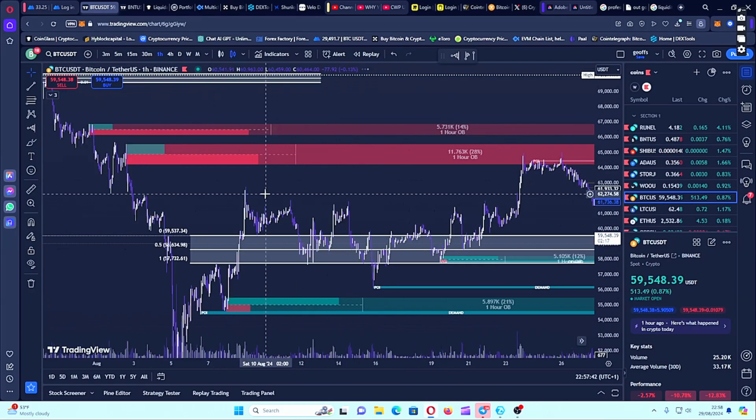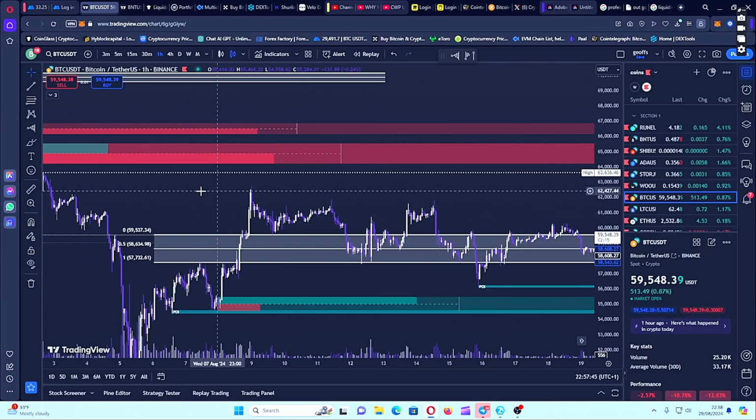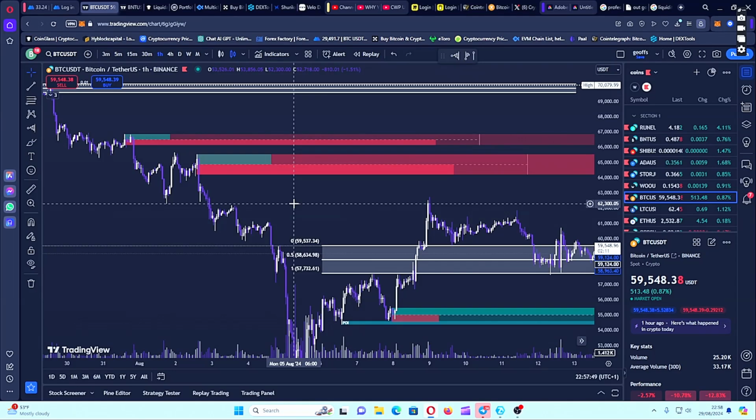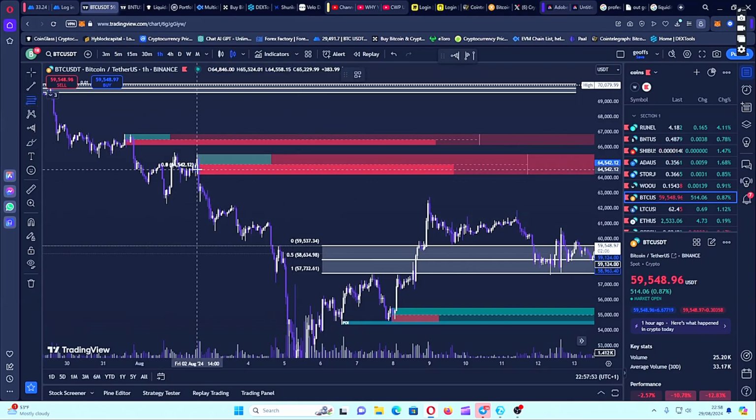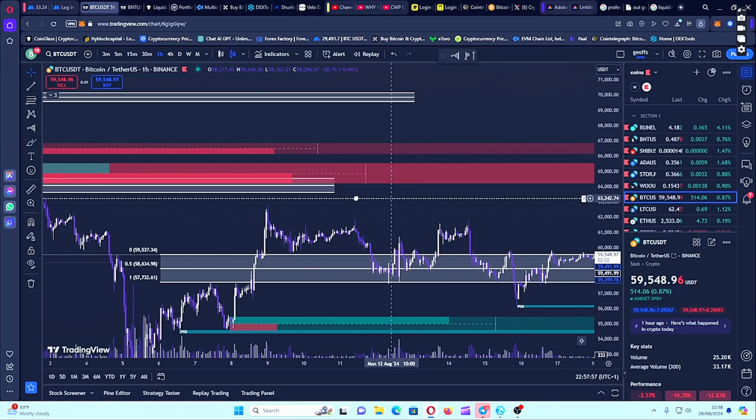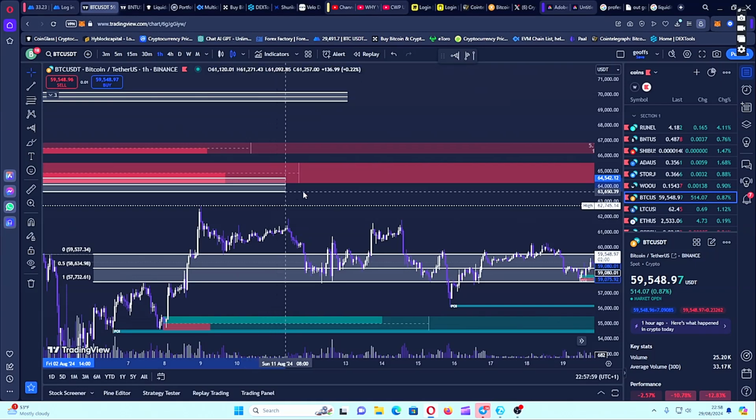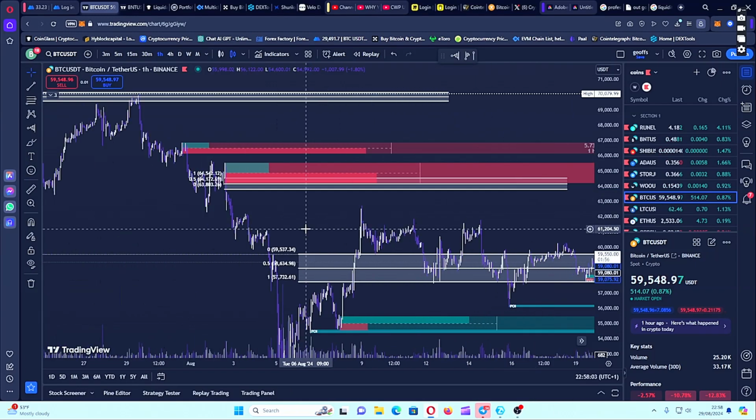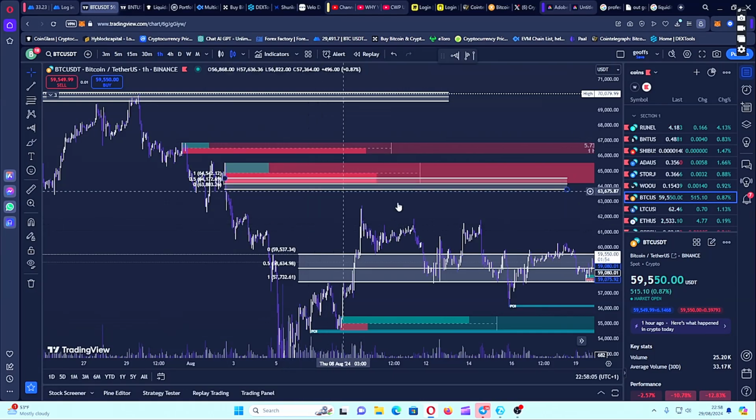So if we have a little look at this order block, did we create a bearish fair value gap inside that order block? Yes, we did. Let's have a little look here. So we've got a bearish one there. Let's drag it all the way along. So we've got a bearish fair value gap inside that order block as well.